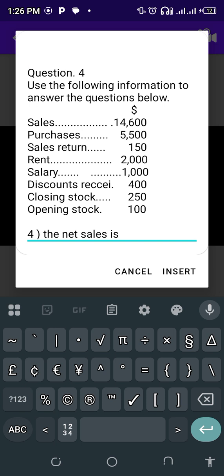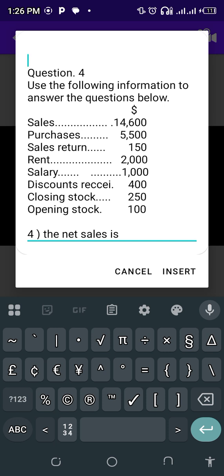Now this is Question 4. Question 4 says, use the following information to answer the questions below. Sales 14,600, purchases 5,500, sales return 150, rent is 2,000, salary is 1,000, discount received is 400, closing stock is 250, while opening stock is 100.